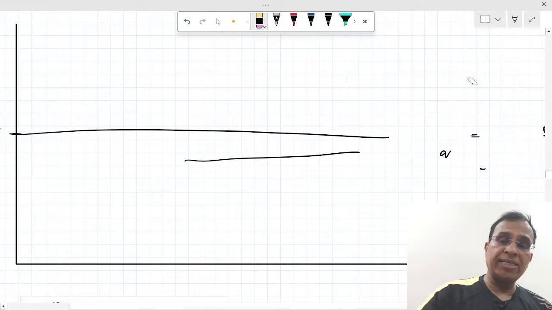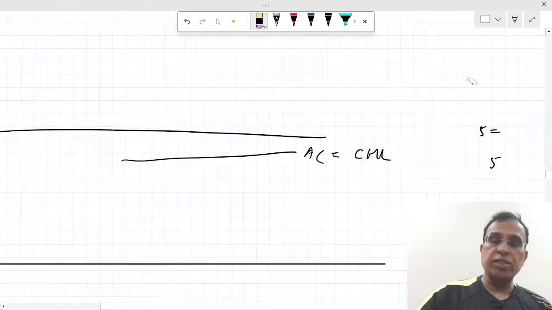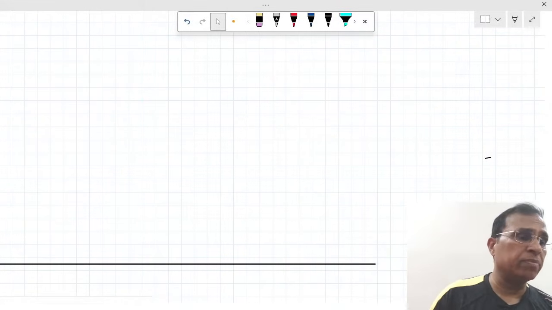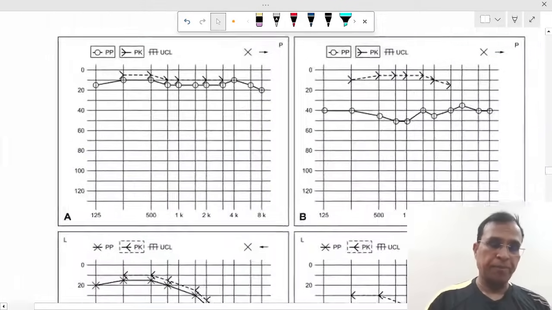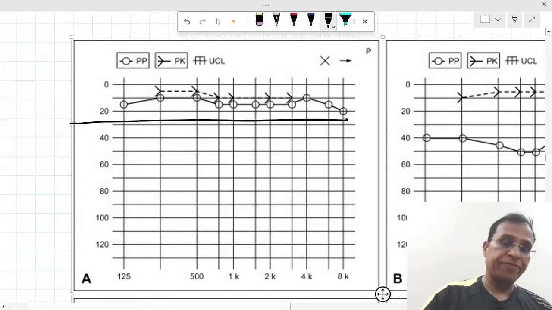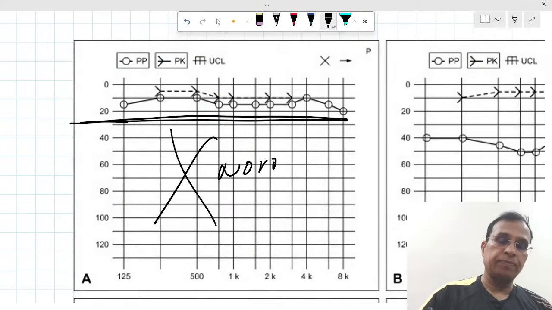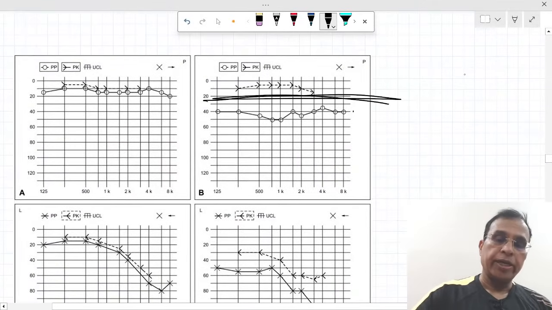If only AC is below 25, it is CHL. If there is no graph below 25, it is normal hearing. This is the minimum that you can remember. So if you look at these 4 graphs, see, this is 25. There is nothing below 25. This is normal. Now this is 25. AC is below 25, BC is above. This is CHL.